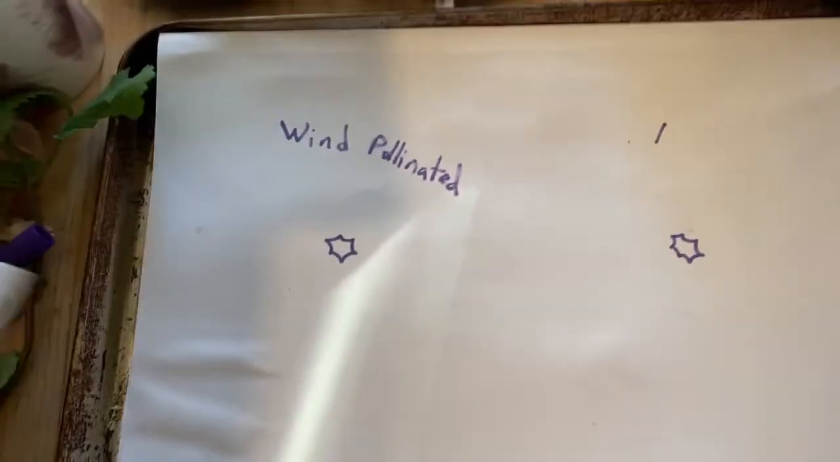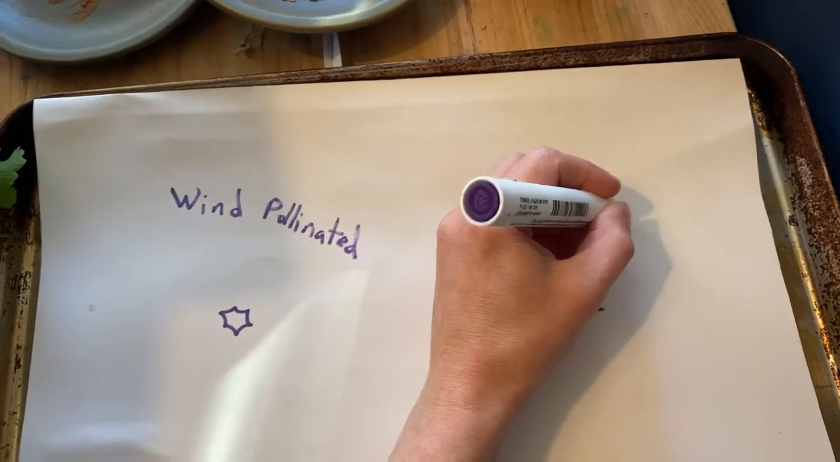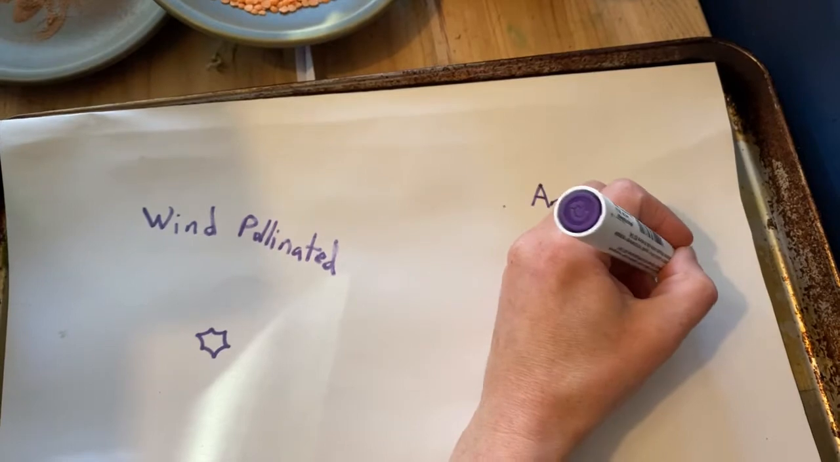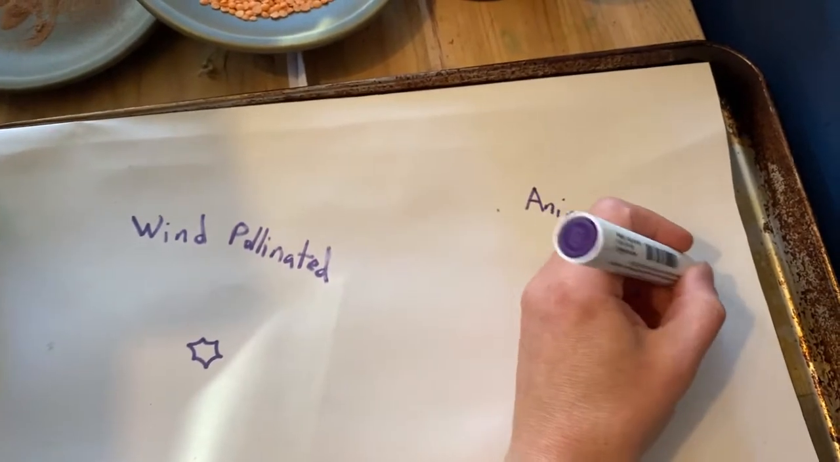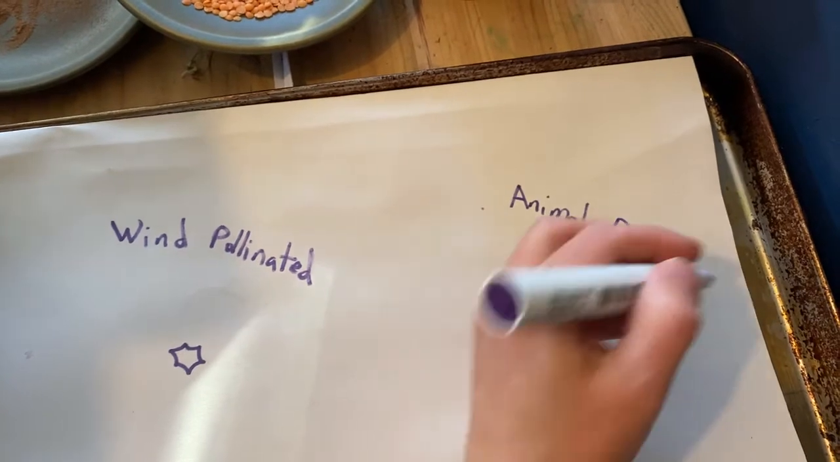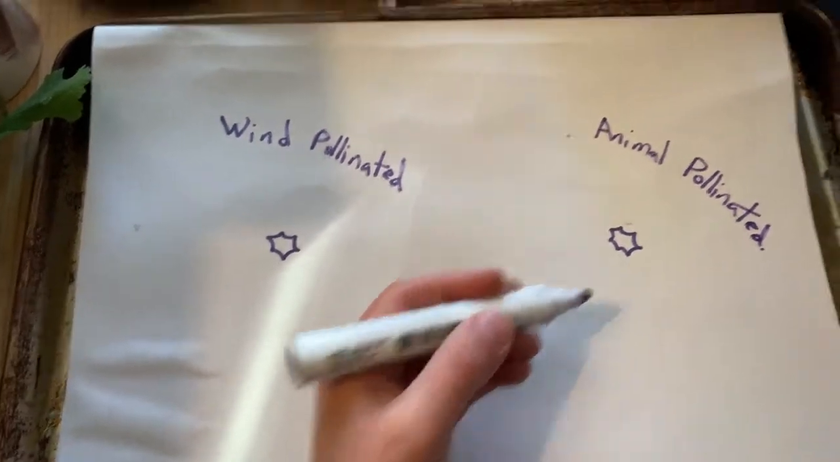Here we are. I'm going to say that this one is animal pollinated. Animal pollinated, not necessarily insect pollinated, because some flowers have evolved to only open at night when bats are flying around, because bats pollinate them. Some plants are even pollinated by lizards, not many.